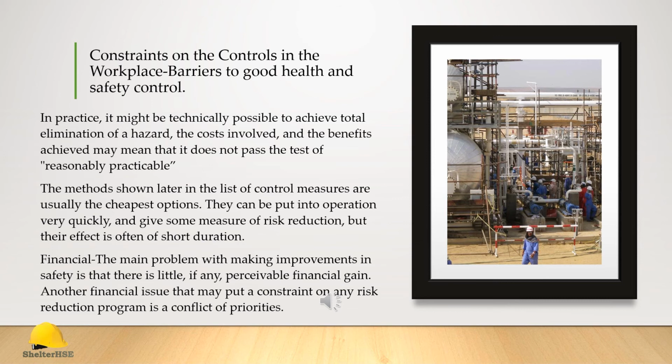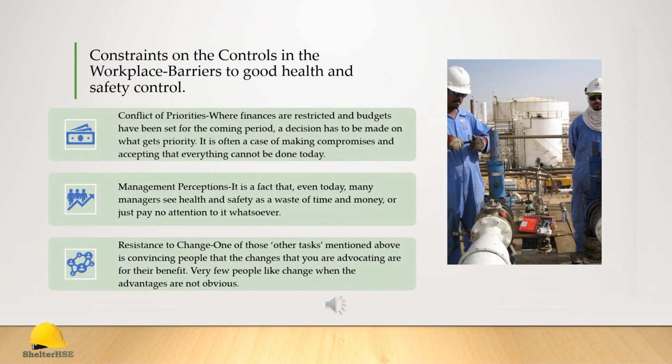Financial. The main problem with making improvements in safety is that there is little, if any, perceivable financial gain. Another financial issue that may put a constraint on any risk reduction program is a conflict of priorities. Where finances are restricted and budgets have been set for the coming period, a decision has to be made on what gets priority. It is often a case of making compromises and accepting that everything cannot be done today.